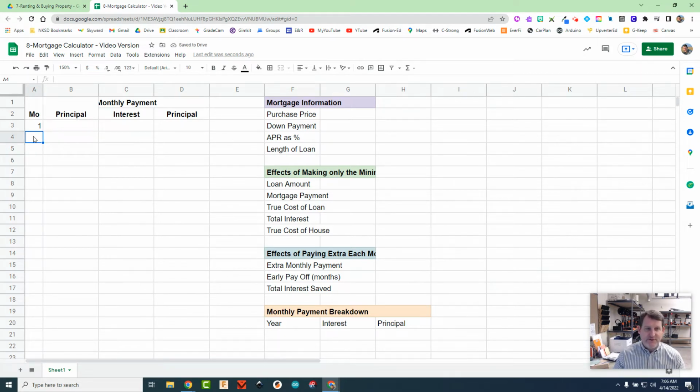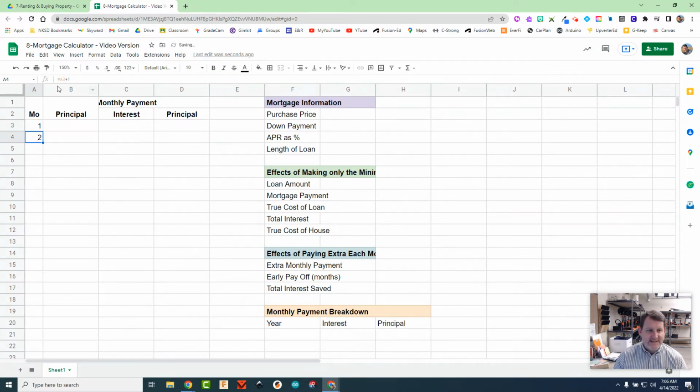We could just type in 2 and keep going down, adding a number each time until we get to 360. But that's a nuisance, and let's not do it that way. So instead, we're going to use a formula. I'm going to say, make this cell equal to the one above it, plus 1. And I'm going to hit enter.